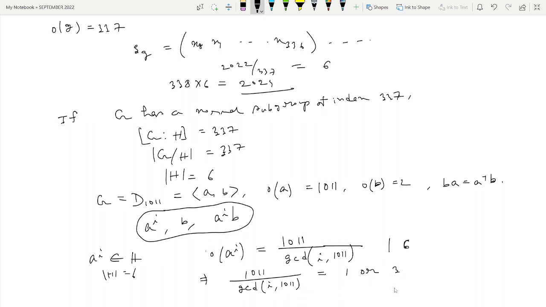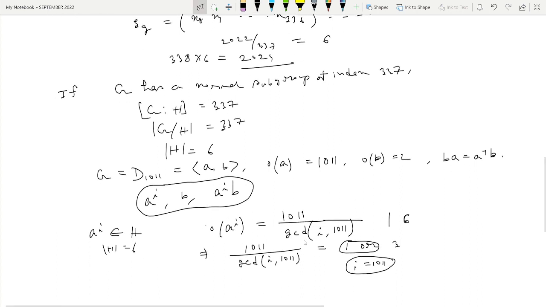There are two possibilities. And also this cannot be 1, because if it is 1, then this I must be 1011, which cannot be true, because a to the power 1011 is actually E. So that also belongs to H. So the non-trivial case is only this is 3.